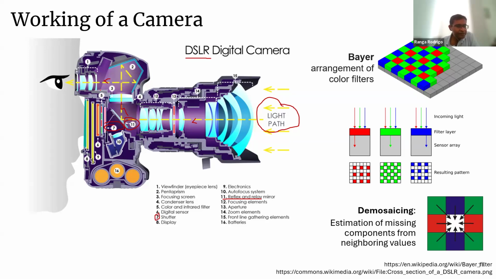And 5 is the color and infrared filter, and then 6 is the digital sensor. That's the CMOS sensor. That's the important one, and so on. So you can see you have the shutter, the color filter, and the sensor. So that color filter is like this.